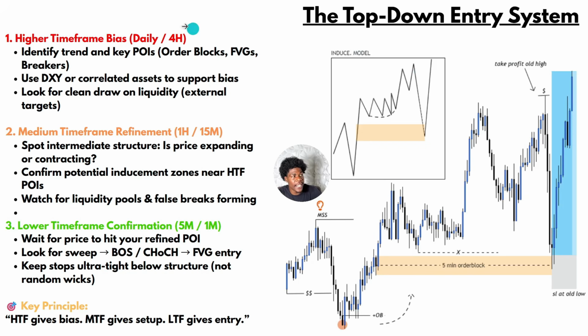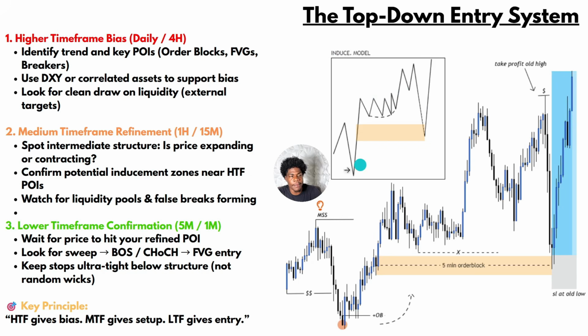So we use the higher time frames to gauge the bias, where is price more willing to go, right? And then on the medium time frames, on the 1-hour and the 15 minutes, this is where we find our setups, right? And then on the lower time frames, the 5 minutes to the 1 minute, is where we scale down to find the beautiful entries.